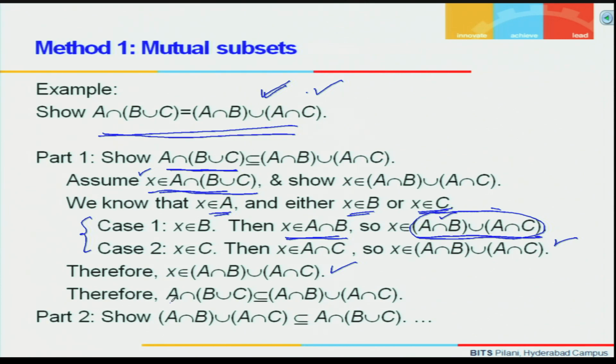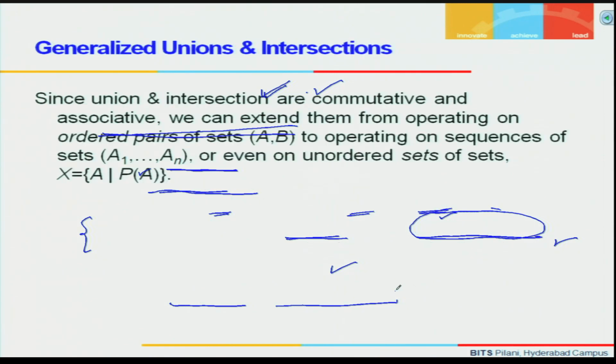Hence left hand side set is a subset of right hand side set, and with the similar argument of the basic definition that we have got, we can prove the right hand side set is also a subset of left hand side set, and thus we can prove it.